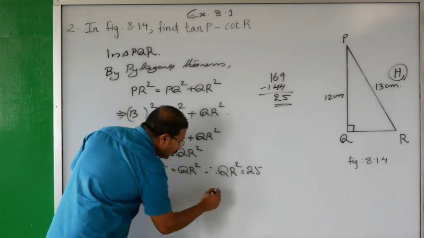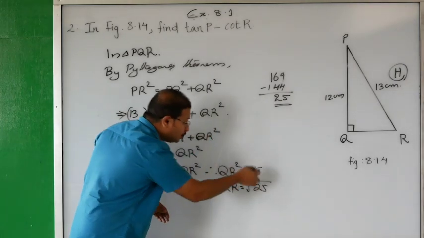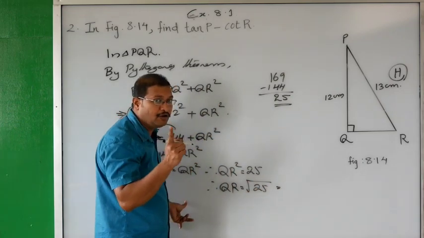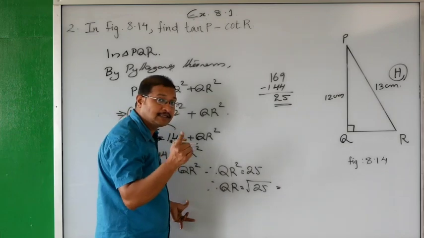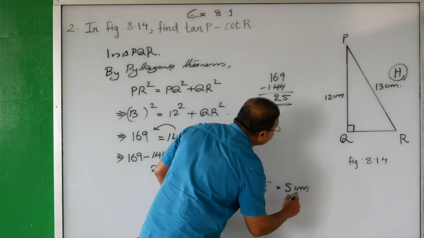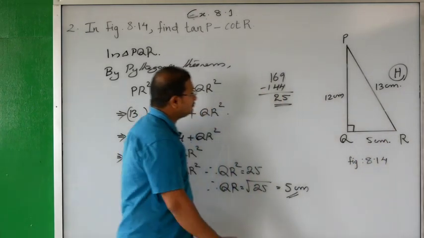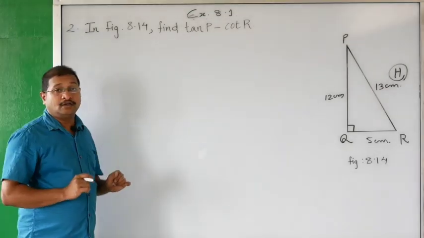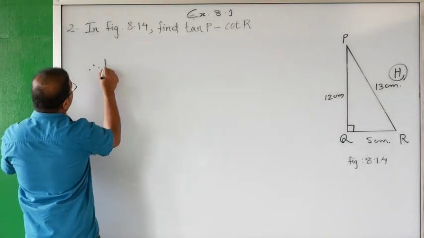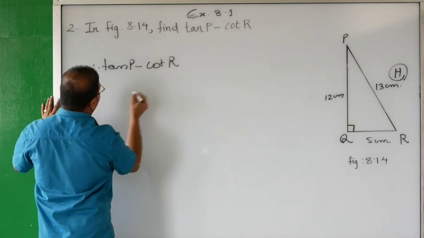So if you want the value of QR, QR equals the square root of 25, because the square goes to the next side as a square root. So 25 means what? Yes, we got it before. 5 times 5 is 25. That means the square root of 25 is 5. 5 centimeter. So QR is 5 centimeter. Let's see the value of tan P minus cot R. Therefore, tan P minus cot R equals.